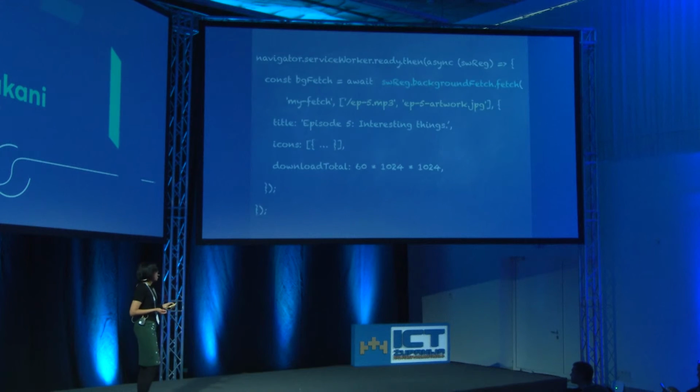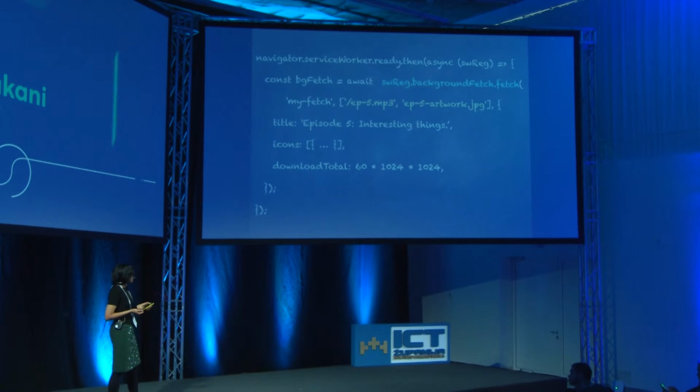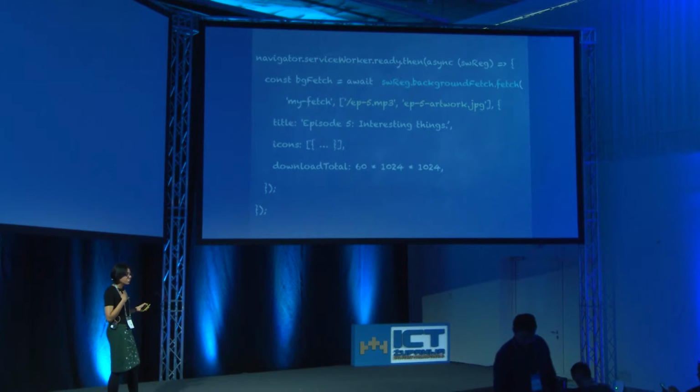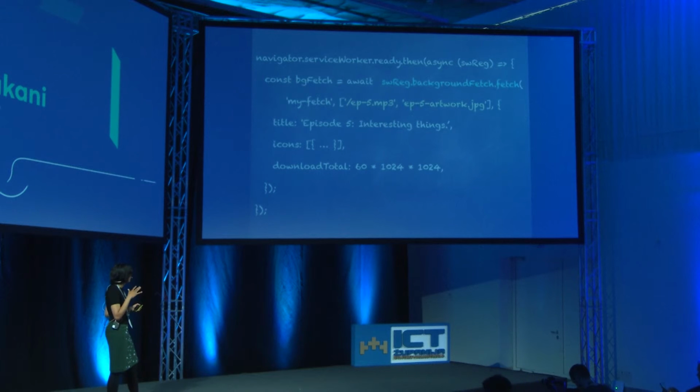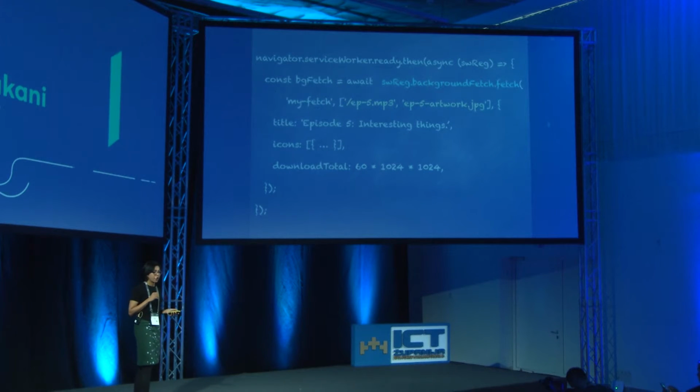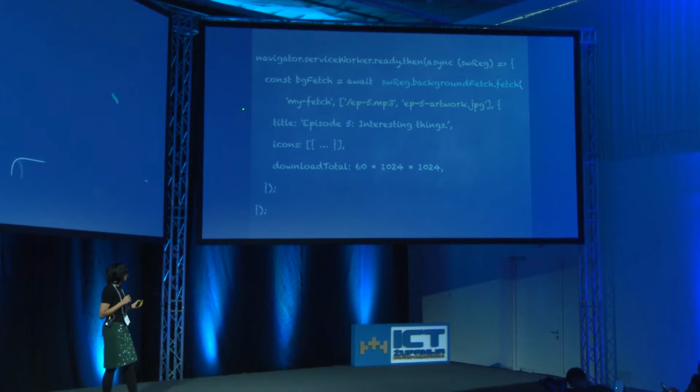So let's quickly look at how we might do this. In our web app, again, we would get the service worker registration and access the background fetch object on it and call fetch. In fetch, we can specify an identifier, which is for us to uniquely identify this fetch, and an array of resources that we want to download. For example, here I'm downloading episode 5 of a podcast, and I'm also downloading the associated artwork that'll go with it.